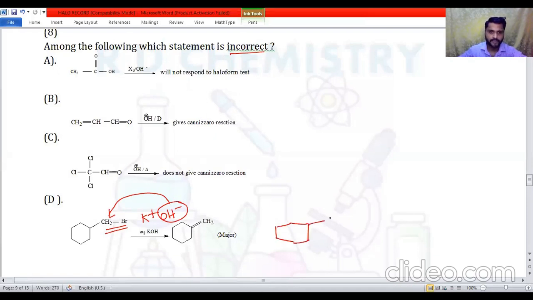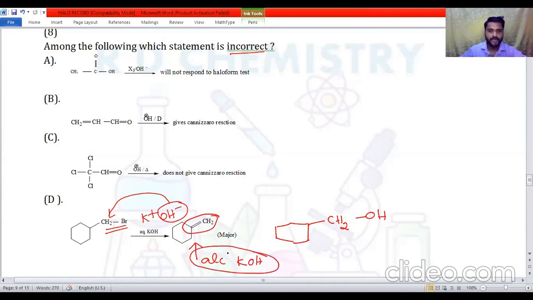Cyclohexane ring attaches to the CH2, then attach the OH. But what they have given here is an alkene, which is a dehydrogenated product. To get this one, I should have alcoholic KOH. Alcoholic KOH is known as dehydrohalogenation, and brings about an elimination reaction to give an alkene. Therefore, option D is incorrect.